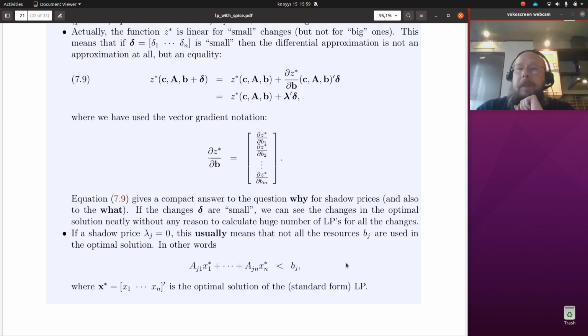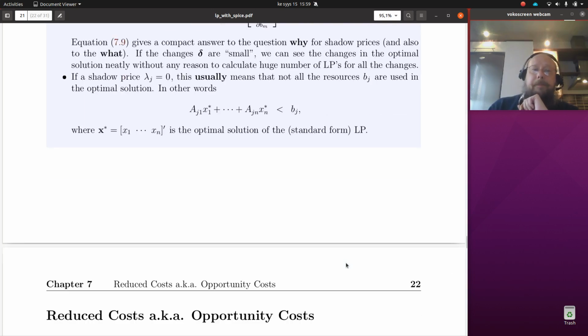All right, that was the story about shadow prices, which I would call marginal prices, and they were related to the changes in constraints. And in the next video lectures we look at the reduced costs that are related to changes in the objective function. See you there.